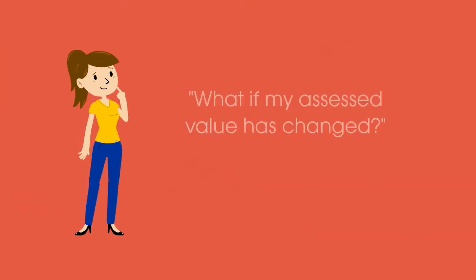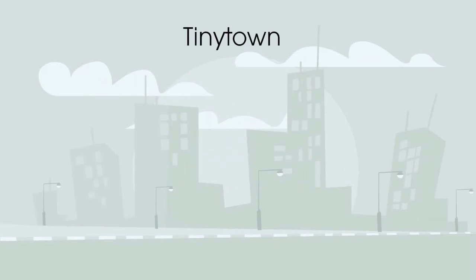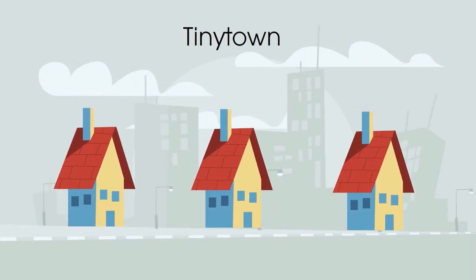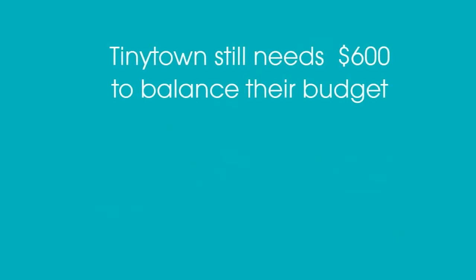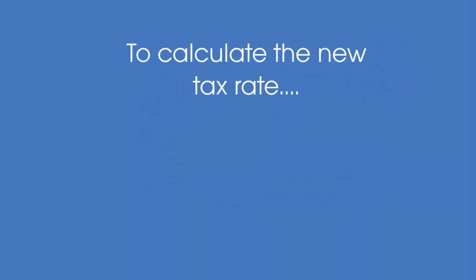So what if your assessed values have changed? Let's say the next year, the assessed value for the same 3 homes has changed, and one is now worth $150,000, one is still worth $100,000, and the last is now worth $80,000. Tiny Town still needs $600 to balance the budget. So this means the city will need to calculate a new tax rate to match the changed value.